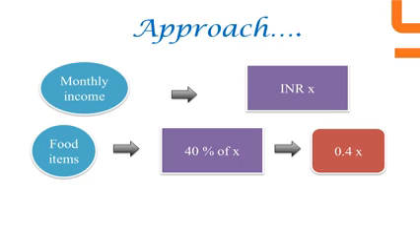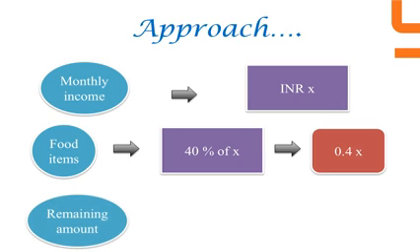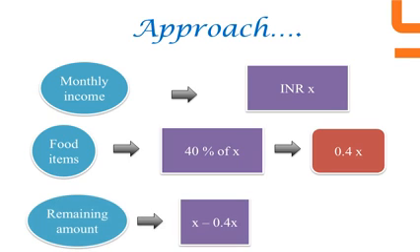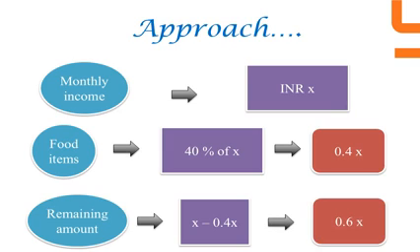So what is the remaining amount left with him? It is X minus 0.4X. That is the monthly income minus the amount he spent on food items. So the answer is 0.6X. That is, now after spending some amount of money on food items, he has 0.6X Indian rupees in his hand.